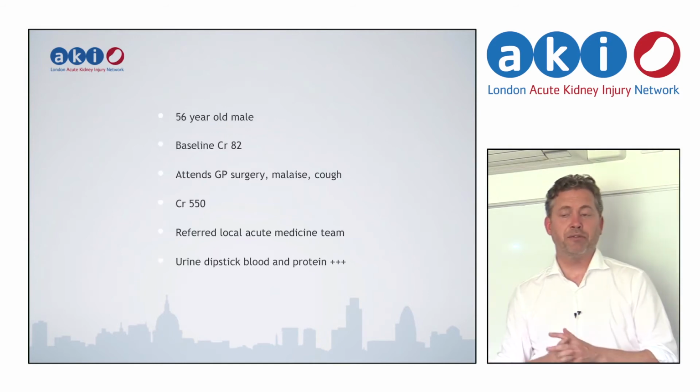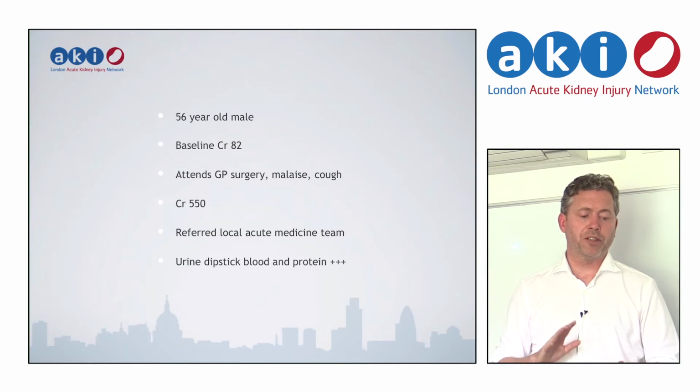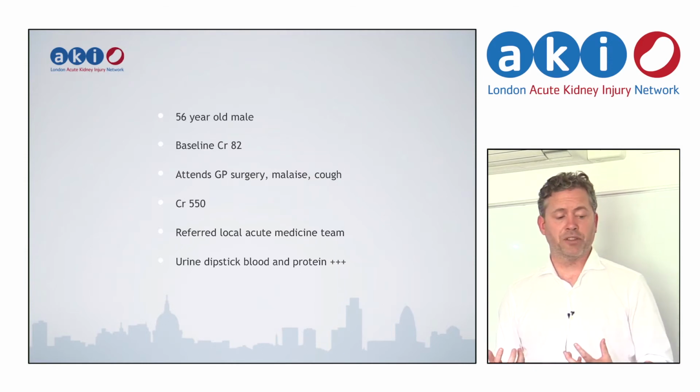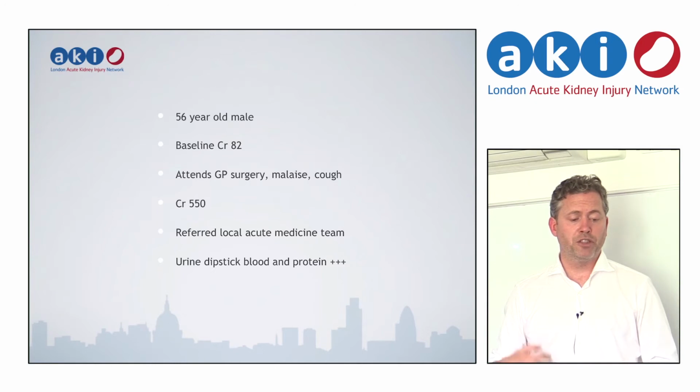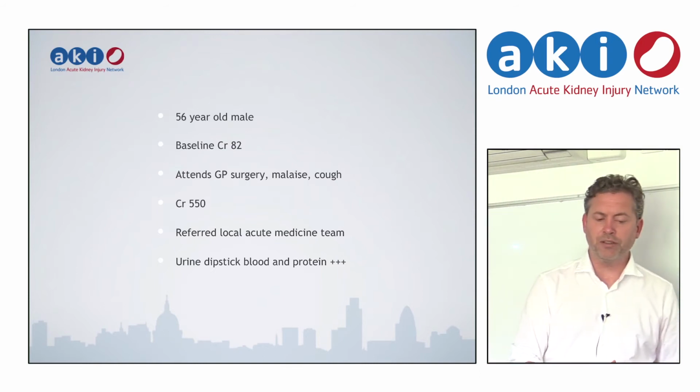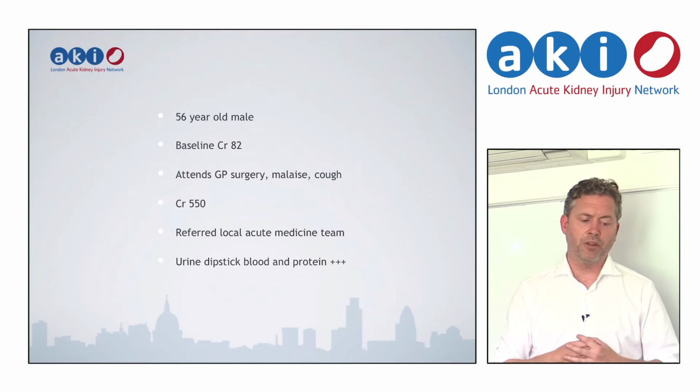Case 3, this is a 56-year-old male. Baseline serum creatinine is available and is 82. He attends his GP surgery with malaise and cough. His creatinine has risen to 550. The GP is called to alert them to this fact, and quite rightly he's referred into the local acute medical team. He could have come straight into the renal unit. We'd have certainly been happy to receive him with that history.